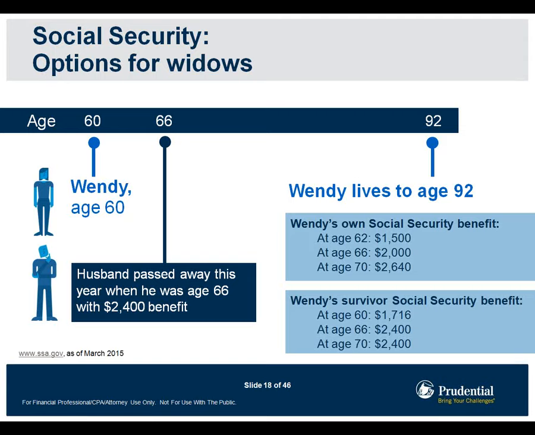Now, she's also entitled to a survivor benefit. She can receive a survivor benefit as early as age 60. In that case, she'll receive $1,716. If she waits to her full retirement age, she'll receive her full survivor benefit, the $2,400 her husband was receiving before he died. Okay, so let me walk you through her options.